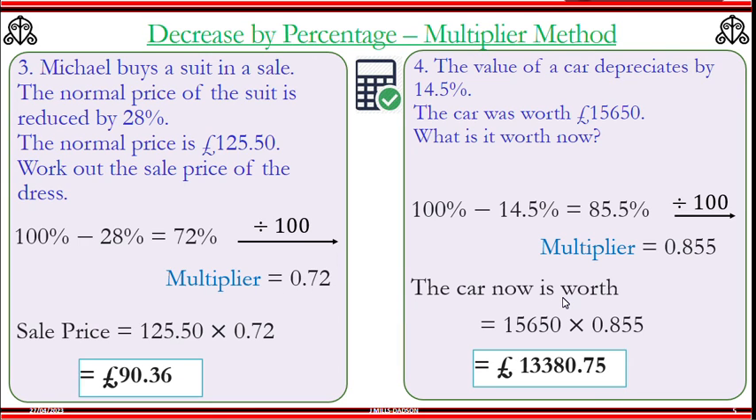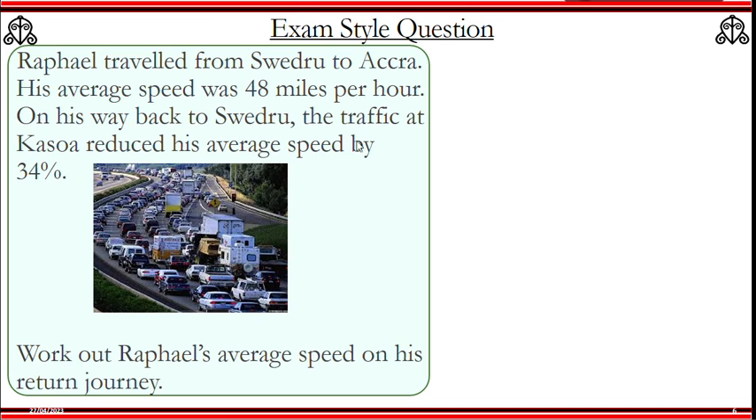So this is what we call the multiplier method. It's a matter of knowing whether it's increasing, you add the percentage to 100%, or whether it's decreasing, you take away the percentage from 100%, convert it to a multiplier, and multiply the given amount by your multiplier. Now, next slide, we're going to talk about a problem solving question.